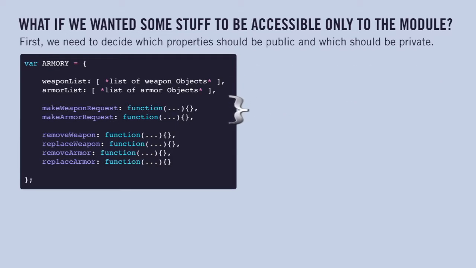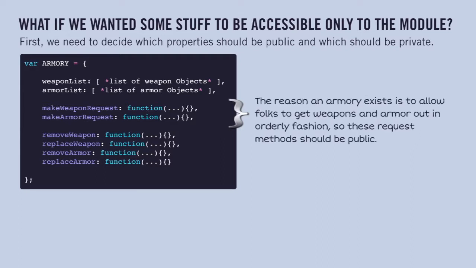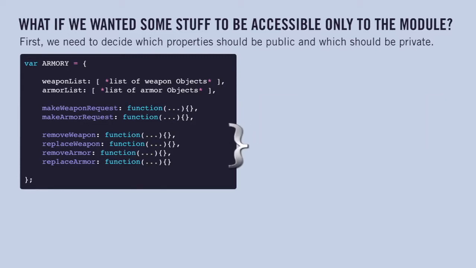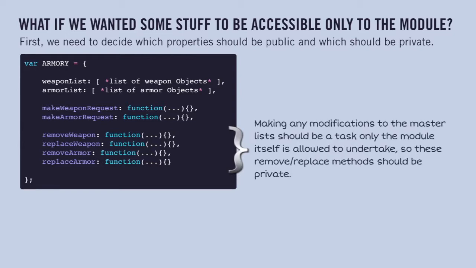Rolling on down, you see make weapon request and make armor request. Well, that seems to be something that should be public because the whole reason an armory exists is because we want people to be able to make requests to get weapons and armor out of the armory, right? And then finally, remove weapon, remove armor, replace armor. That's really messing with our data, with our lists, right? So we probably want these to be private as well, because making any modifications to the master list should be a task that only the module takes care of, and only the module can call into being.